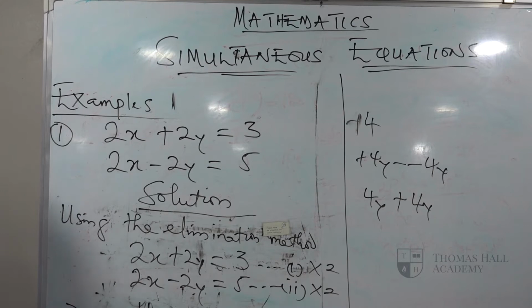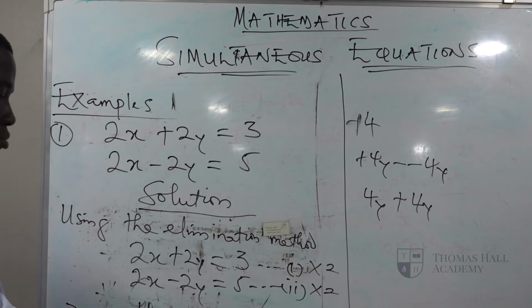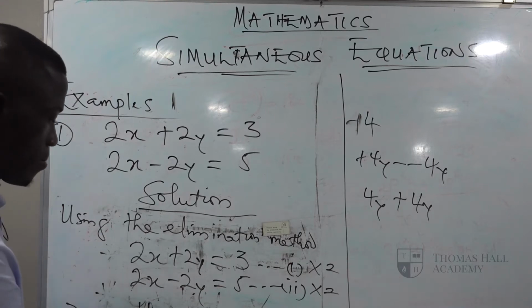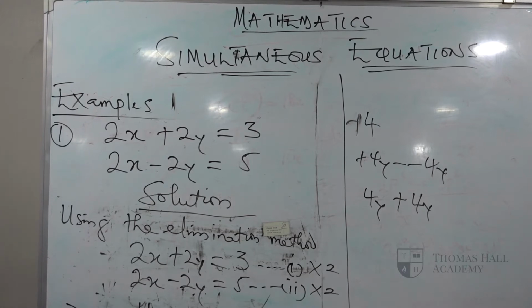Don't forget, don't just use this minus at this point and forget using it here and there. 4x minus 4x is 0, nothing. 4y minus 4y gives us 8y. Then we have again 6 minus 10. You continue to use this minus throughout your subtraction. 6 minus 10 gives us minus 4.